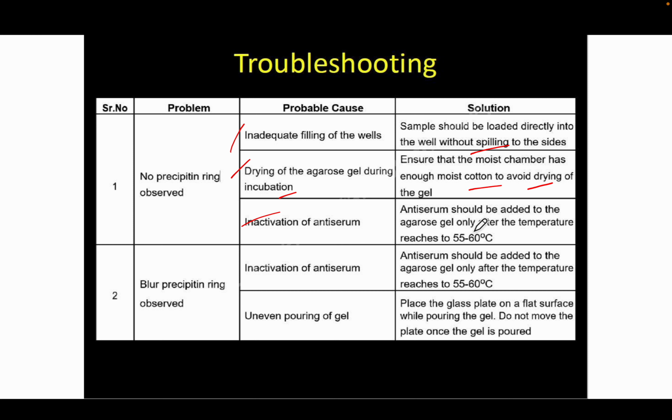Antiserum should be added to the agarose gel only after the temperature reaches 55 to 60 degrees. Blue precipitant ring observed. If you observe a blue precipitant ring, the causes are inactivation of antiserum and uneven pouring of gel. Antiserum should be added to the agarose gel only after the temperature reaches 55 to 60 degrees. Place the glass plate on a flat surface while pouring the gel. Do not move the plate once the gel is poured.